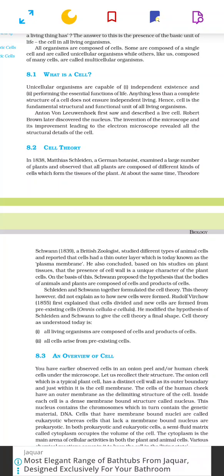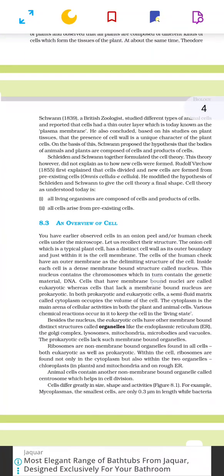Rudolf Virchow, in 1855, first explained that cells divide and new cells are formed from pre-existing cells, and this statement is called omnis cellula e cellula. He modified the hypothesis of Schleiden and Schwann to give the cell theory a final shape. Cell theory as understood today is: number 1, all living organisms are composed of cells and products of cells. Number 2, all cells arise from pre-existing cells. An overview of a cell.